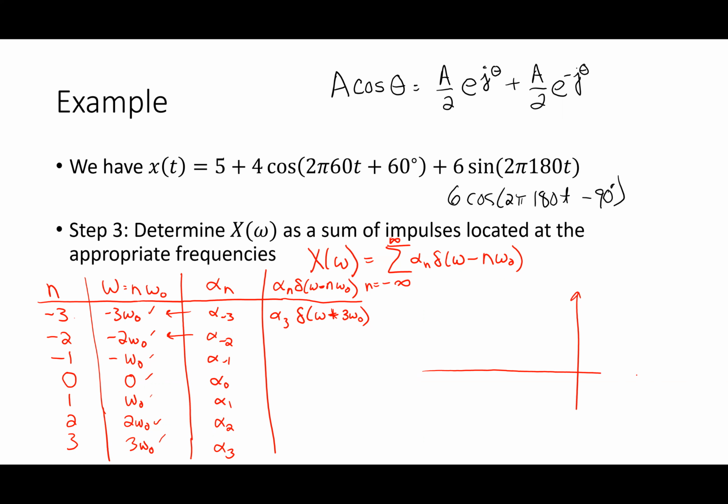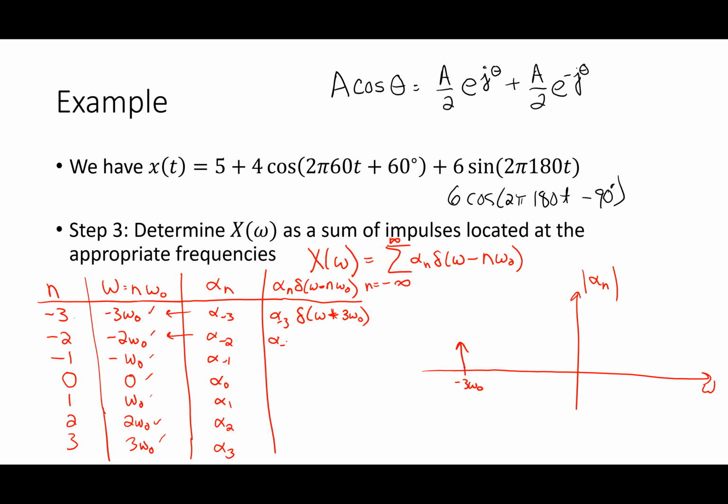start drawing a graph over here, right? Remember we said these alpha values are complex. So I'm going to draw the magnitude of the alpha values. We talked about that in class. This guy is complex, so I need to plot the magnitude and the angle separately. All right, so here at -3 omega naught, we're going to have an impulse that has a magnitude like that. That's alpha -3, sorry.